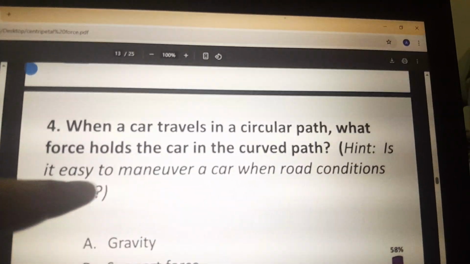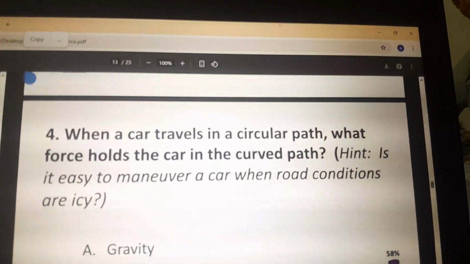When a car travels in a circular path, what force holds the car in the curved path?